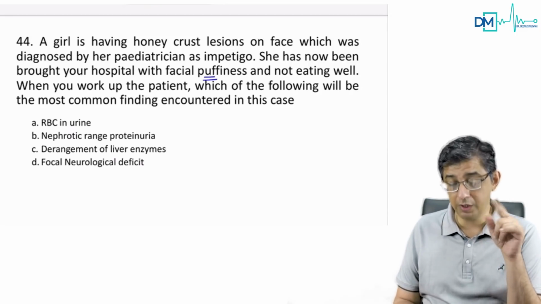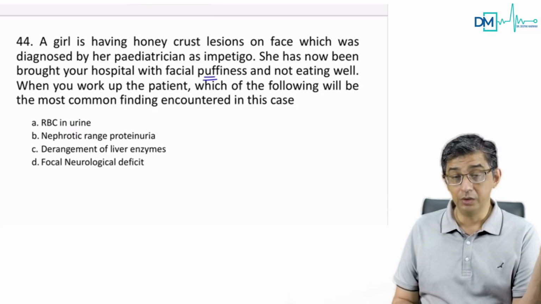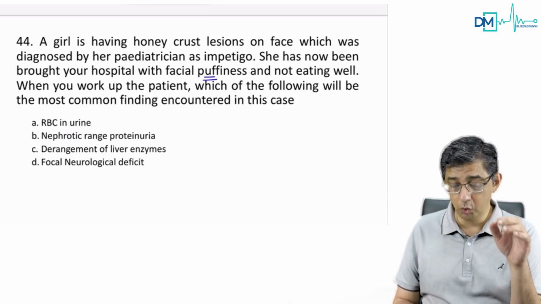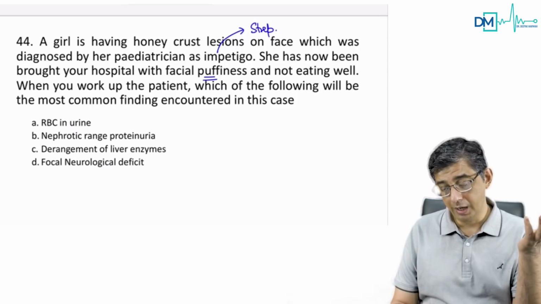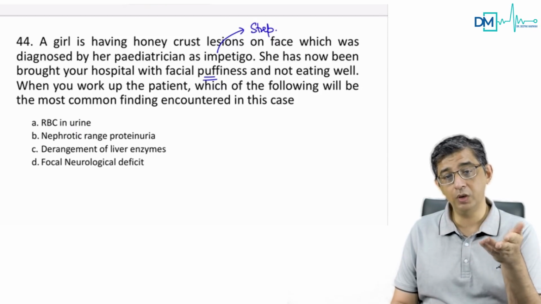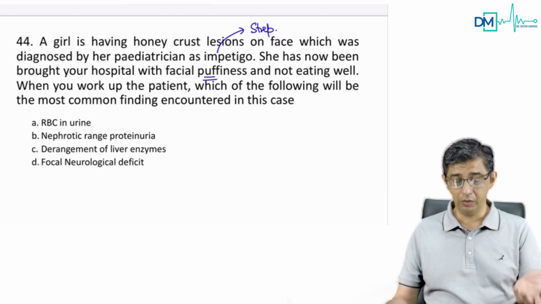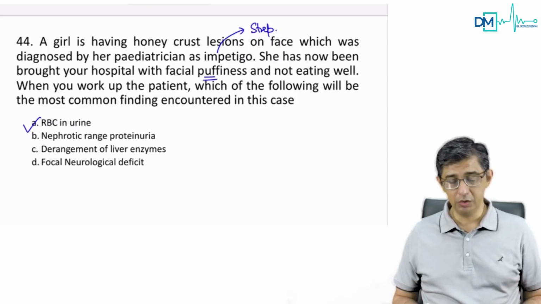So there were 2 questions. One was a pediatric question of acrodermatitis enteropathica, right? This question has a girl who's having impetigo, and impetigo is caused by streptococcus, no? Once streptococcus contributes to this, there could be post streptococcal involvement, that is post streptococcal glomerulonephritis, because this girl will be having RBCs in the urine.